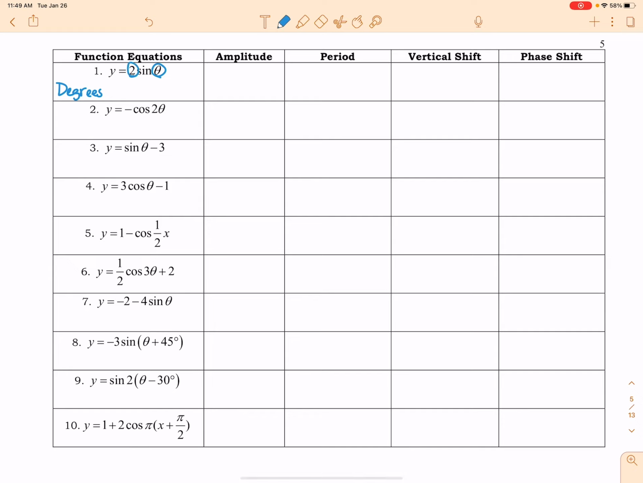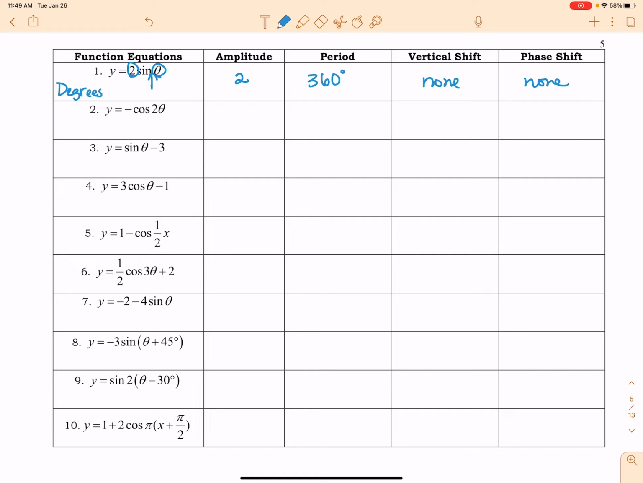So we're going to jump right into the amplitude. This right here is the amplitude. That tells me my entire wave from very top to very bottom is 4, because from the middle to the top is 2, and from the middle to the bottom is 2. And then the period: since there is not a value between sine and theta, the period is going to be 360, the same as the parent function. The vertical shift, there is none, and there is no phase shift either.